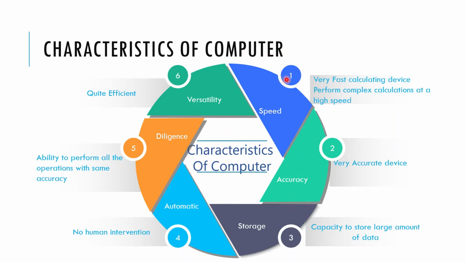The first one is speed. Computer is a very fast calculating device. It can perform complex calculations at a very high speed. It has the capacity to perform billions of instructions per second.